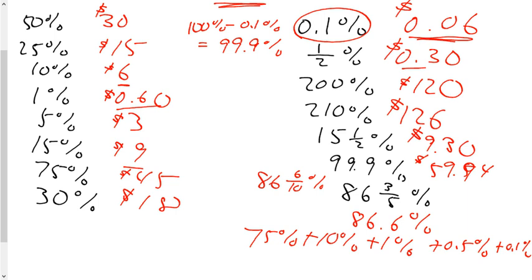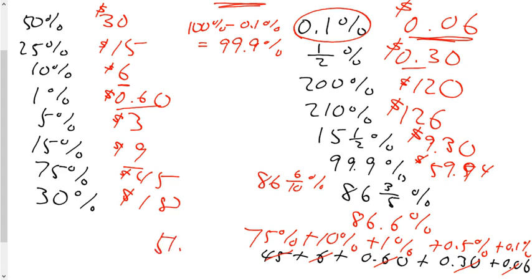75% is $45. 10% was $6. 1% was 60 cents. 0.5% was 30 cents. And 0.1% was 6 cents. 45 and 6 is 51. $51.90, $51.96. $51.96 is your sum.